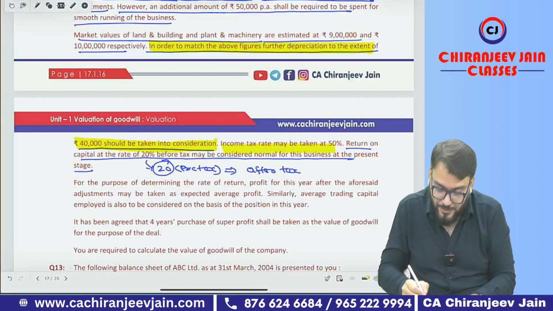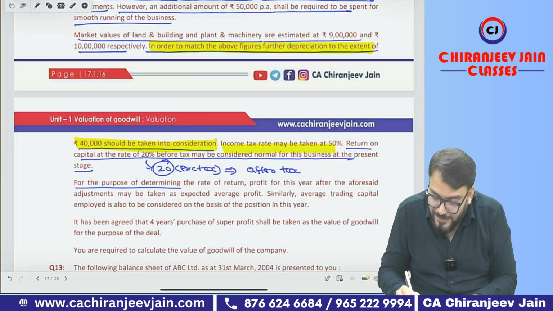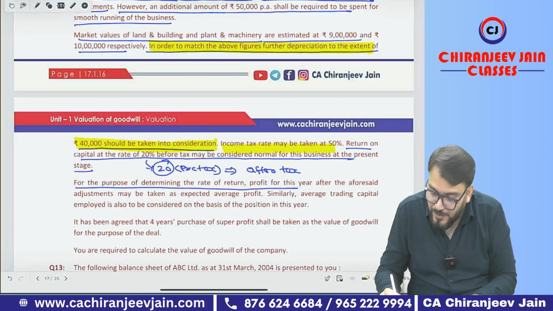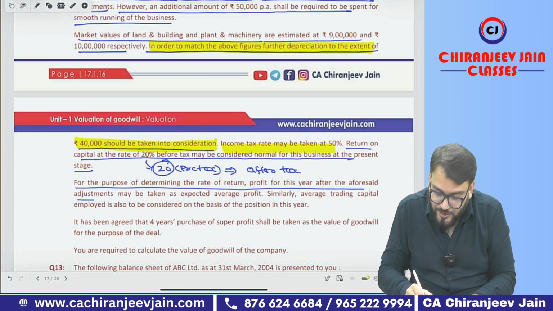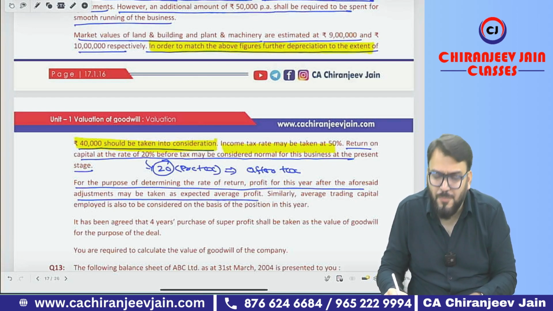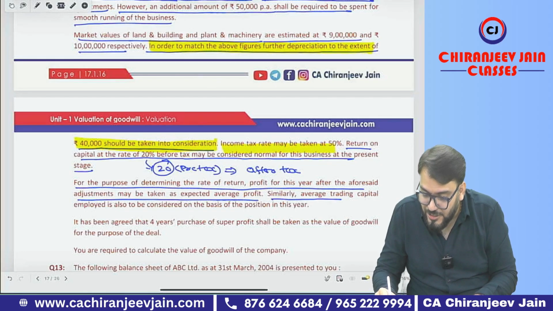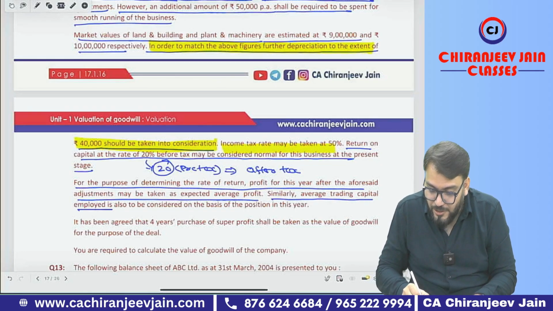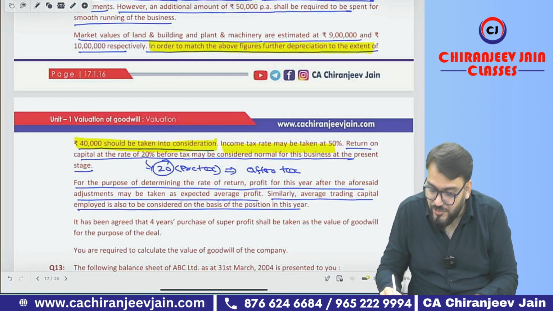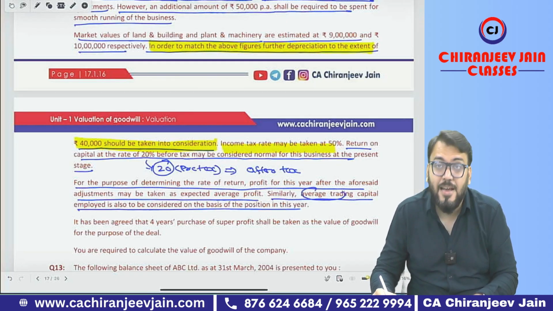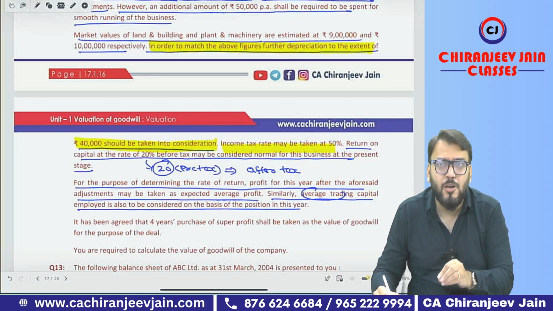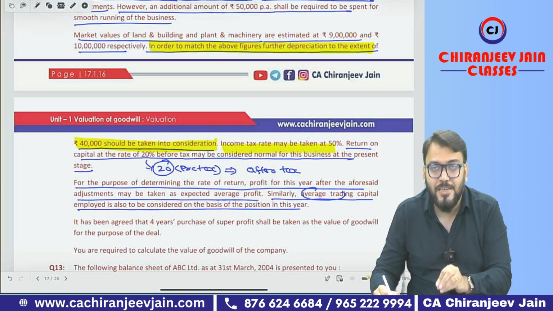For the purpose of determining the rate of return, profit for this year after the aforesaid adjustment may be taken as expected average profit. This is given, even though not stated, it is average profit only. Similarly, average trading capital employed is also considered on the basis of position this year. Trading capital employed means invested in business, so we need to calculate the average.